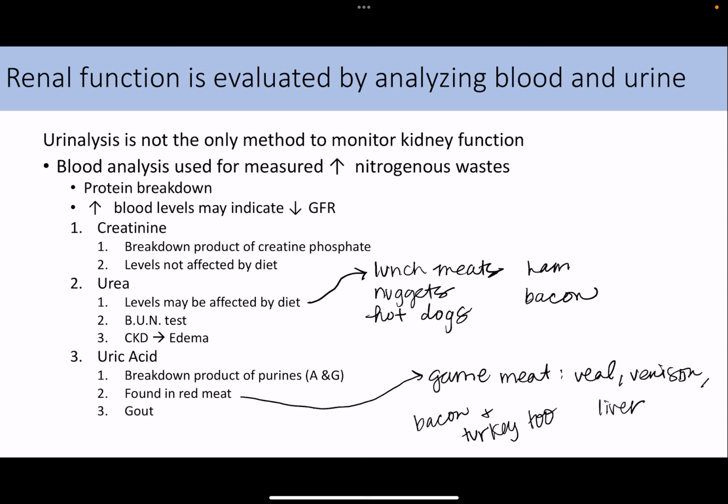All right. Any questions about blood levels of these waste products? Okay.